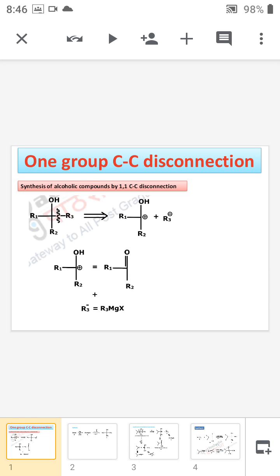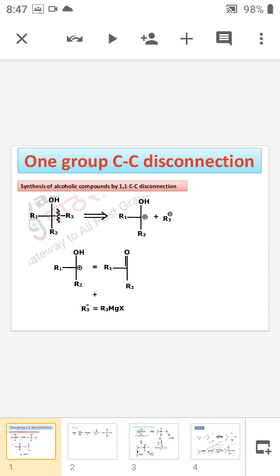In this example, we can see that all the substituents of the carbon atom are R1, R2 and R3. So all of them are CC bonds. That's why now we are going to disconnect the C-R3 bond. So we will get the synthons R1CR2 plus OH, that is a carbocation, and R3 minus. If we develop this synthon, the carbocation gives a ketone, and R3 minus gives a Grignard reagent.